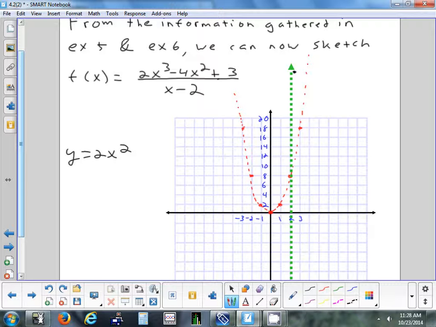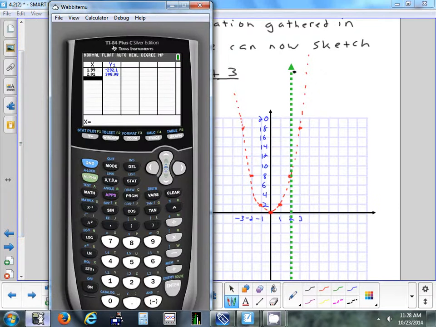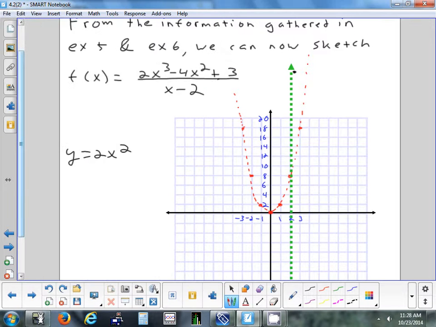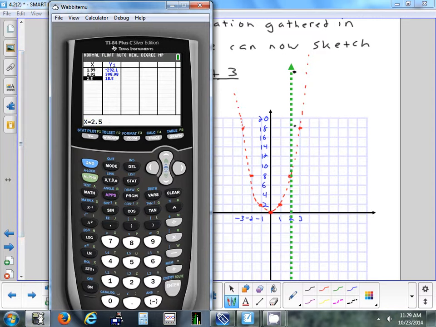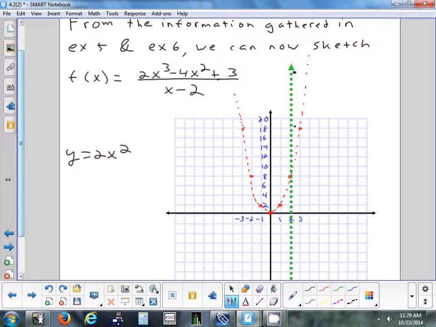All right, let's try when x is 2.5. Okay, let's see where we're at. We're at, what's that say, 18.5. So at 2.5, we're at 18.5. Okay, and you could keep trying, but it's going to start to go up very quickly. So even if you tried like when x is 4, I can't graph that, it's way off. So it's going up very sharply there.